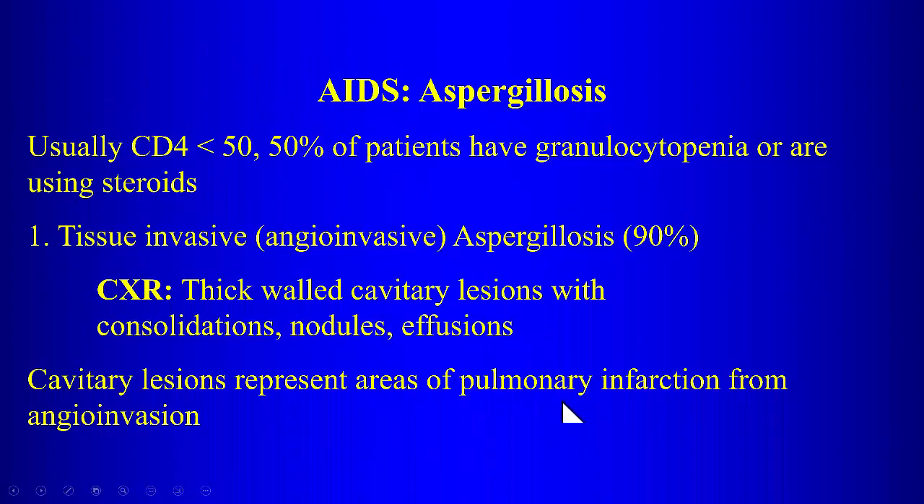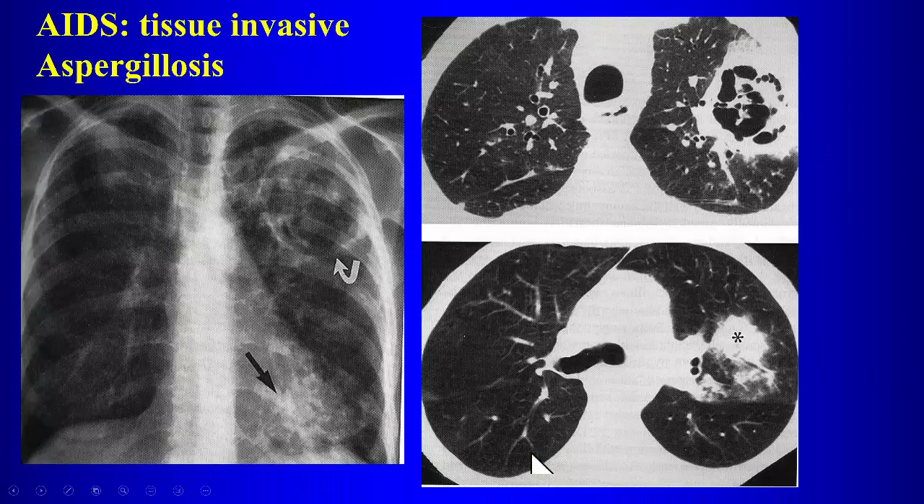Aspergillosis can also affect these patients. They can have tissue invasive or invasive aspergillosis. So we've talked about aspergillosis before. So that can occur. Patients who are HIV positive, it can give them cavitary lesions.